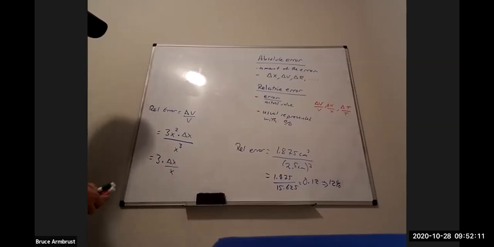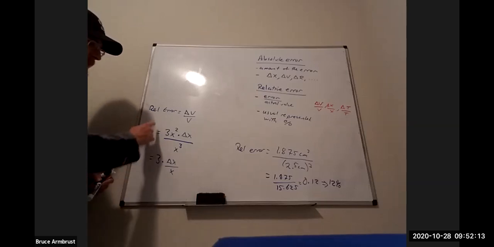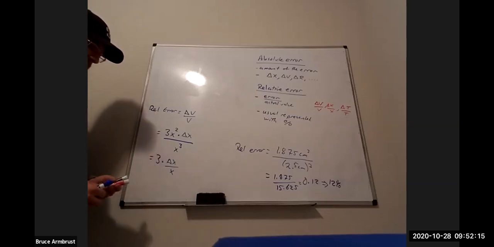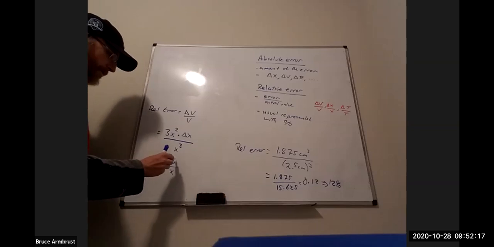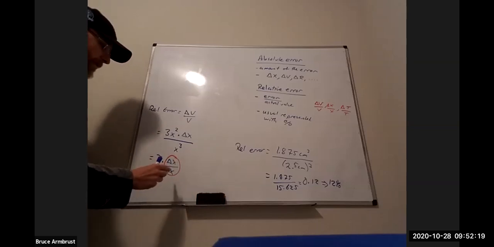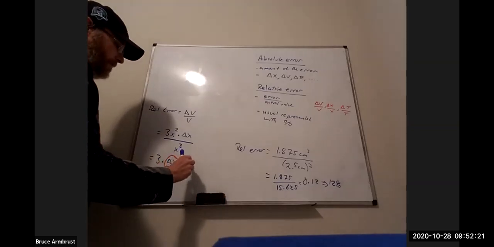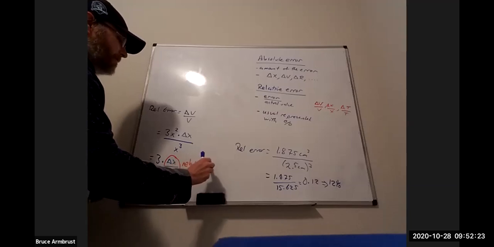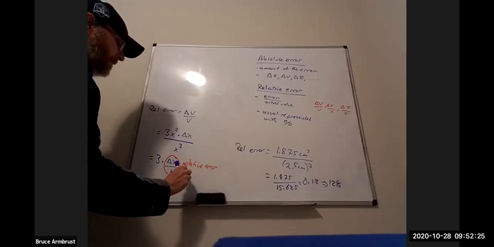All right, so remember what this is. This is the relative error in the volume. Now, this guy, delta x over x, this is the relative error in the length.